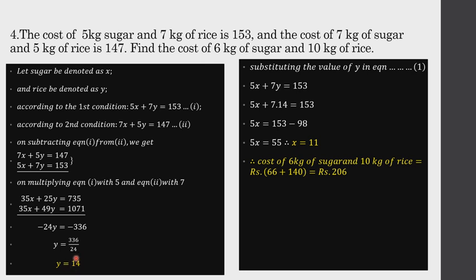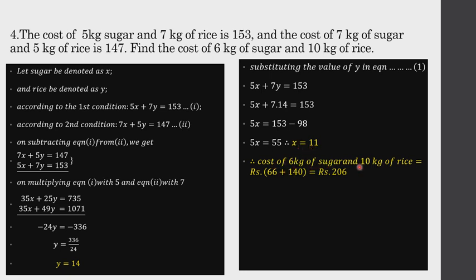Once we've got the value of y, we can substitute it in equation 1 or equation 2 as per your choice. I've substituted in equation 1, which is 5x plus 7y equal to 153. We know the value of y is 14, so when you multiply 7 with that you get 98. So 5x plus 98 is equal to 153. On solving you are left with 55. So 5x is equal to 55, so x is equal to 11.